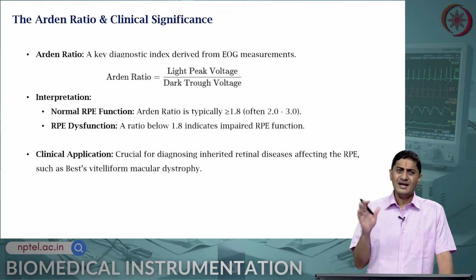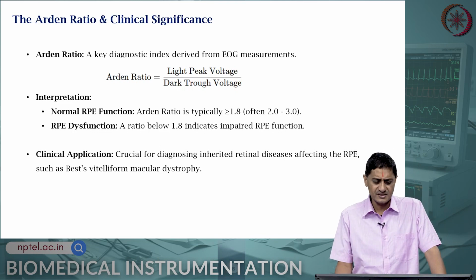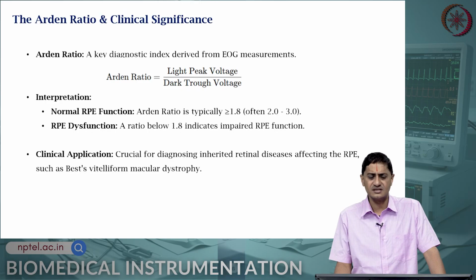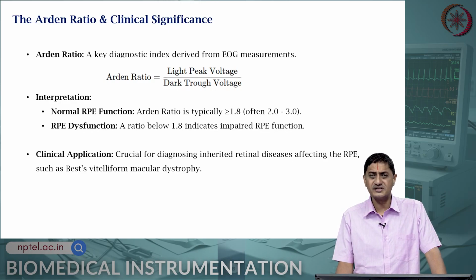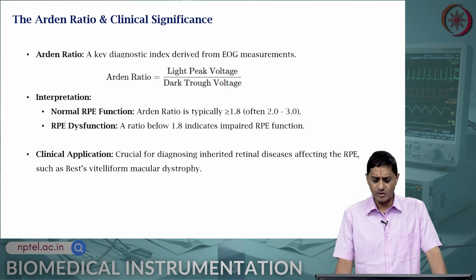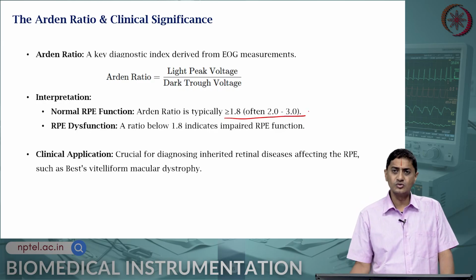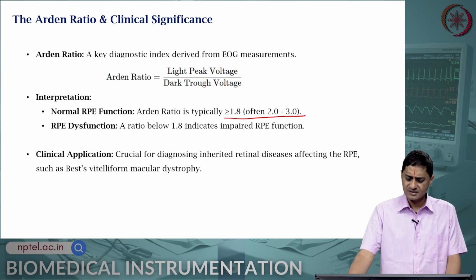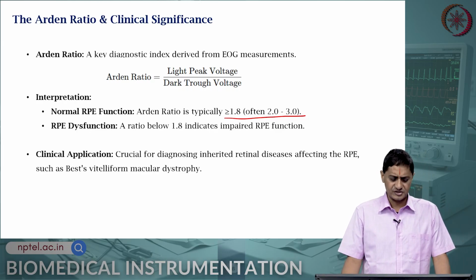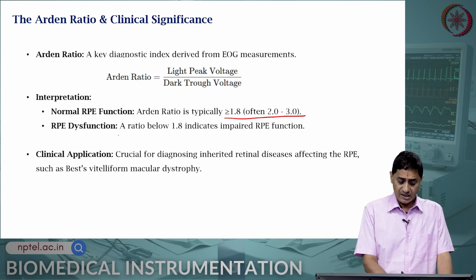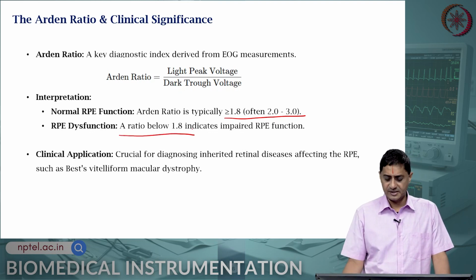Now, as the patient is doing these movements with the eye, a key diagnostic index derived from EOG measurements is the Arden ratio, which is the ratio of the light peak voltage divided by the dark trough voltage. Typically, an Arden ratio above 1.8, often 2 to 3, means that there is normal RPE function. An Arden ratio below 1.8 indicates compromised retinal pigment epithelium function.